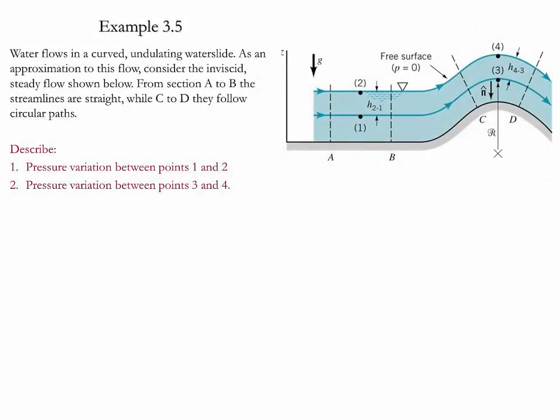Example 3.5. In this example, we have water that is flowing in a curved water slide. As an approximation for the flow, consider the fluid to be inviscid and steady, as is given below. From section A to B, the streamlines are straight and horizontal, while from C to D, they follow a circular path. We need to determine the pressure variation between point 1 and point 2 and compare it to pressures between point 3 and point 4.